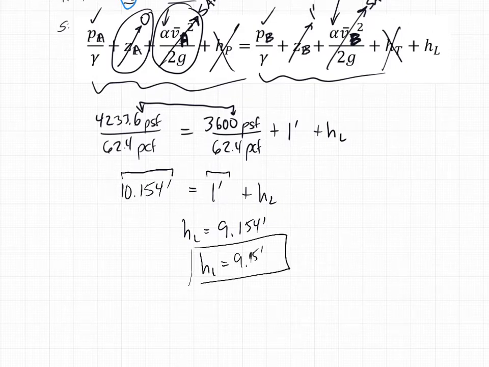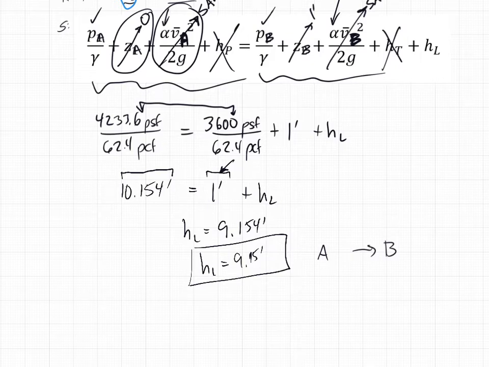Okay, now because that is a positive sign, that means we chose the correct direction here. That means that the flow is in fact from A to B. If we got a negative sign, so for example, if I tried to drive this flow up, let's say 12 feet, then I wouldn't have had enough to do it. I would have gotten a negative head loss. In that case, I would have gotten a negative 1.85 feet, and it would not have been able to move the flow that far.